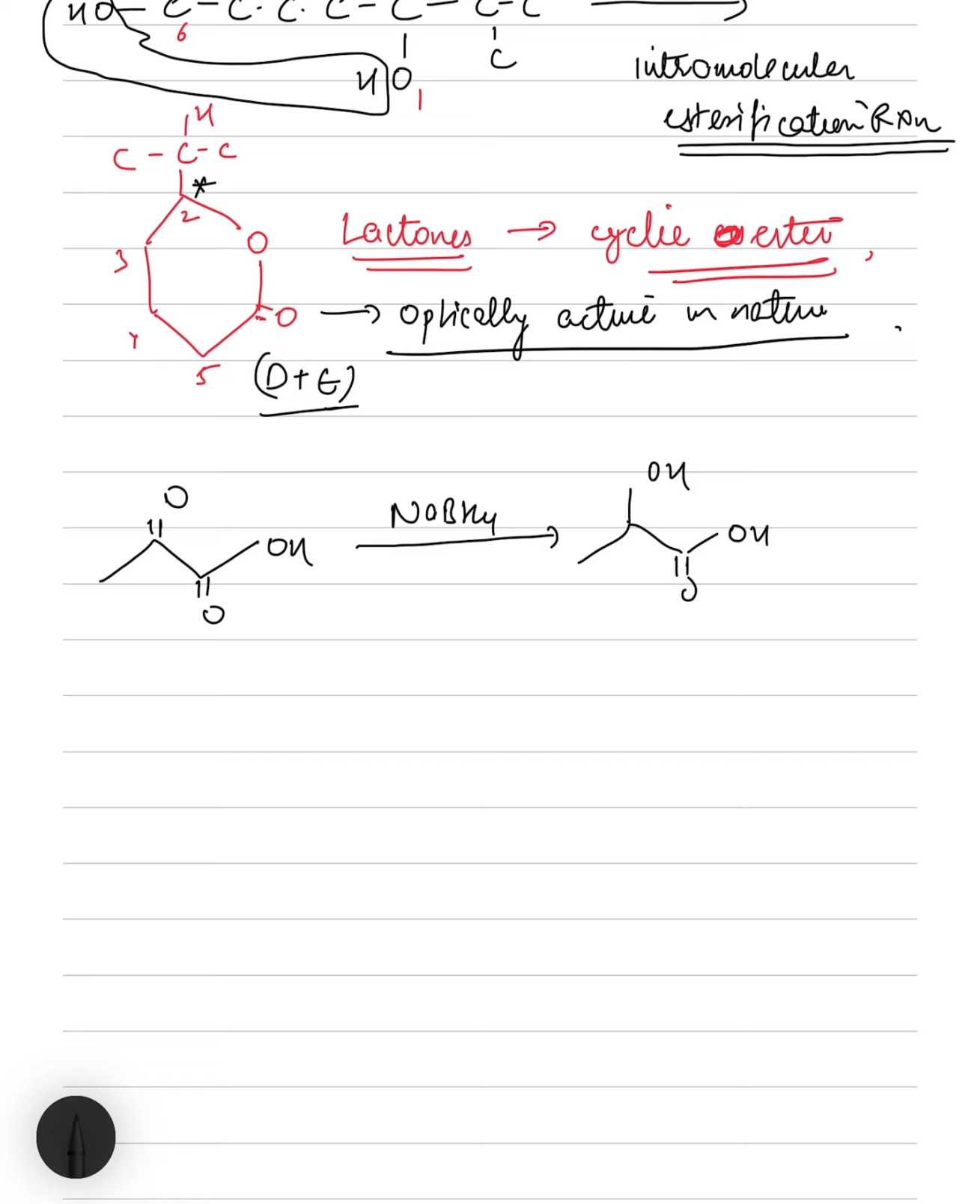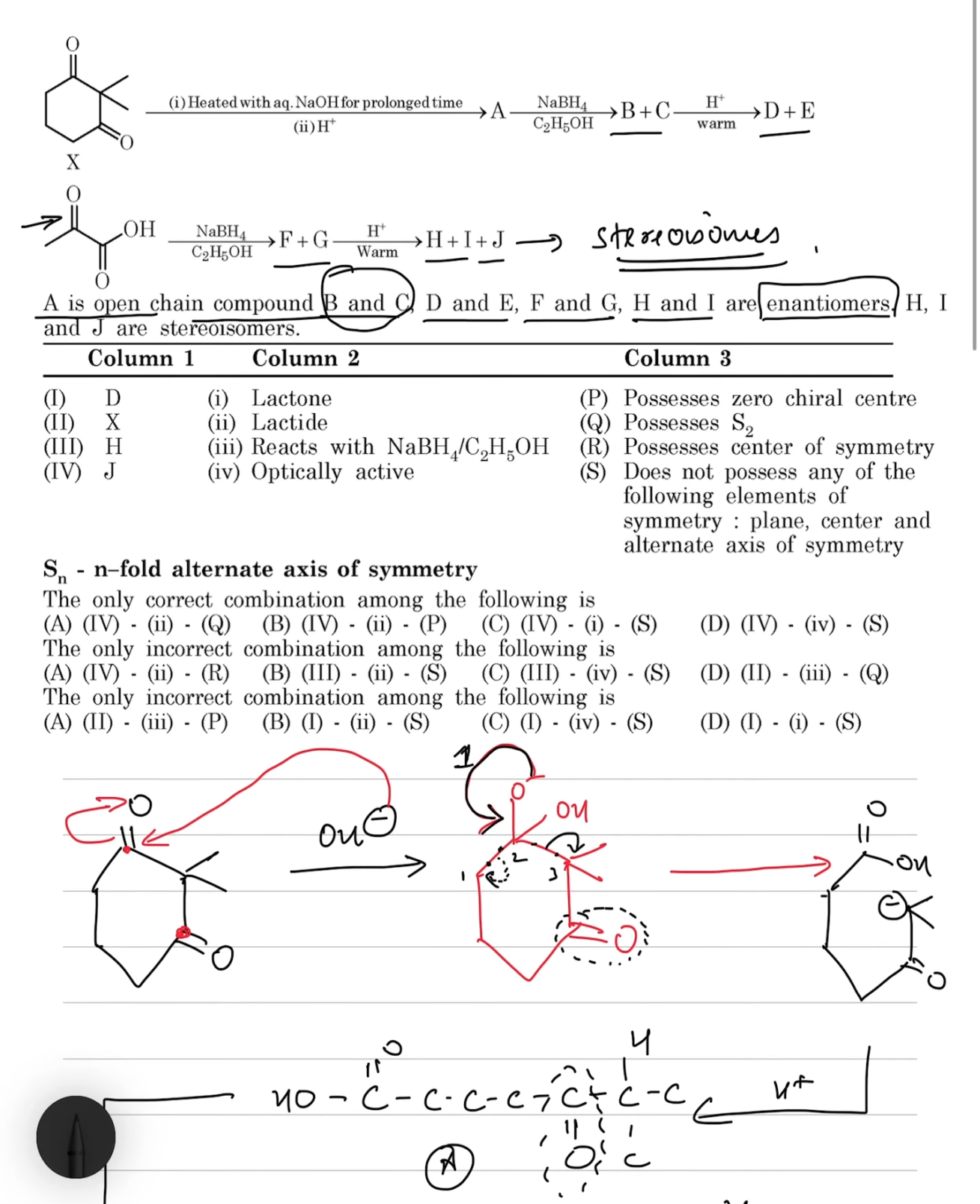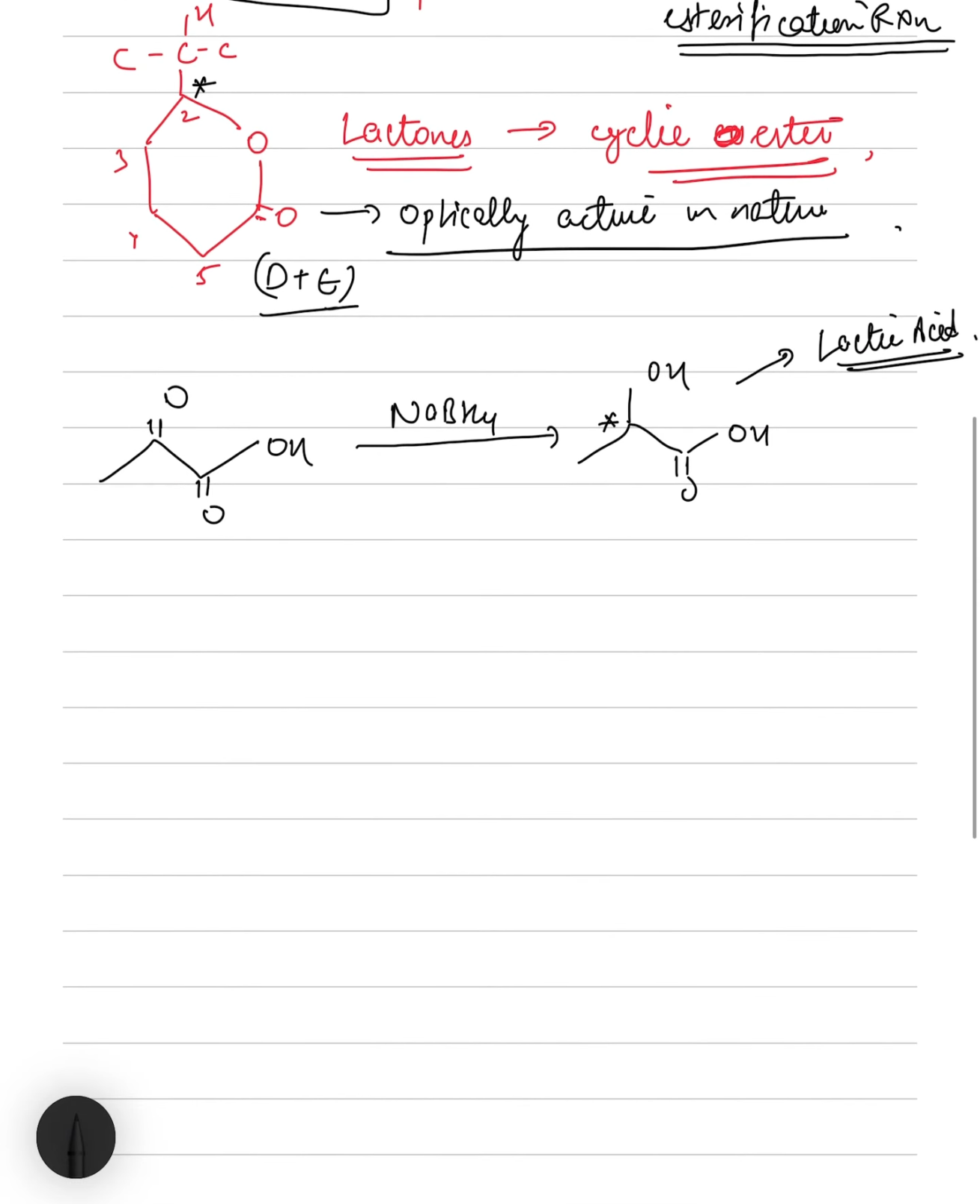And the alpha hydroxy carboxylic acid is basically what? It's the formula of lactic acid. Here also, if you see, this is the chiral center. Now because it's a chiral center, again we will have enantiomers. That is why after the reaction of this molecule with sodium borohydride, we have obtained F and G, and F and G are enantiomers of each other, as given in the hint in the statement. So again we have F plus G obtained here, right?